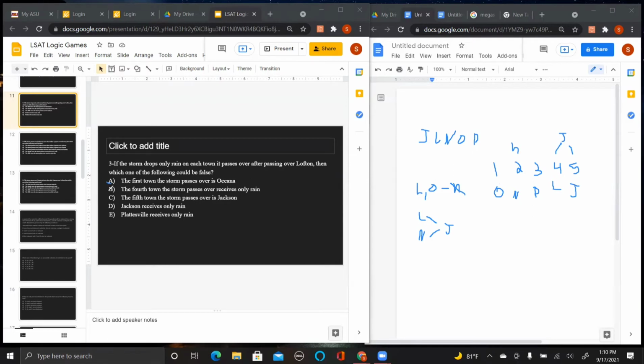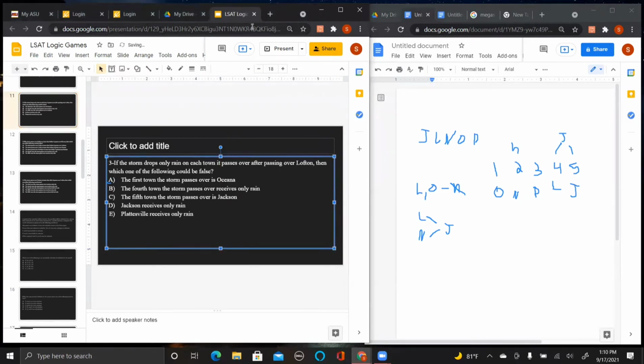The fifth town is Jackson, has to be true. Jackson receives only rain, that can go either way. And Platesville receives only rain. Yes, so Jackson, remember, if you remember what our question was, it was that each town after Lofton receives only rain. So J being after Lofton has to receive only rain, that has to be true. So E is our correct answer. Platesville can receive whatever the hell kind of precipitation it wants. Right? Okay. Now let's erase these because they're not always true.